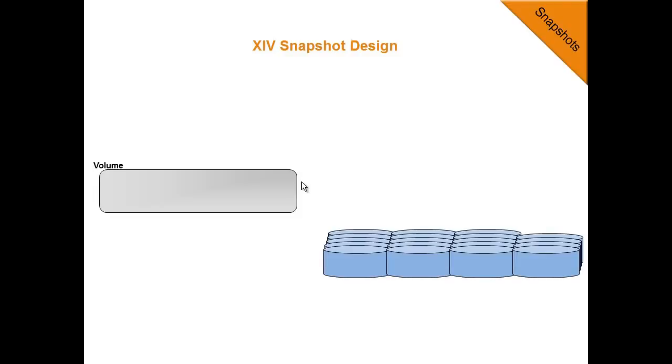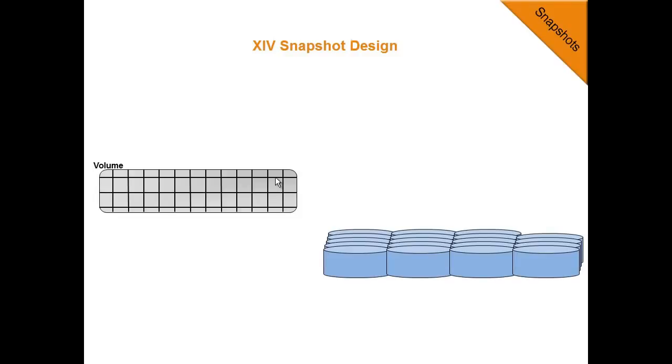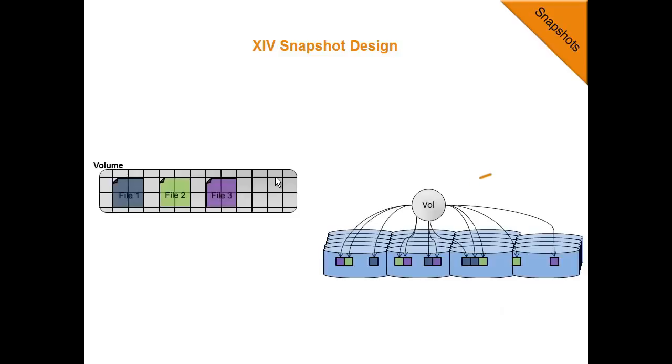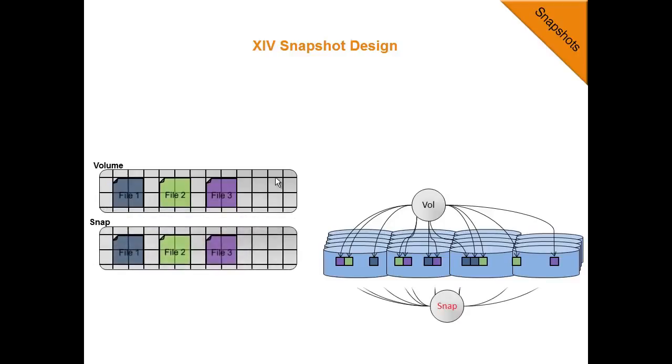Let's take a look at the XIV architecture to see why snapshots are so simple and quick. On XIV, files being written to a volume are ultimately stored as 1 megabyte chunks in the system. The volume, or the LUN, is simply a collection of pointers to the location of that data. So in order to create a snapshot, it's a near instantaneous process, because XIV is just duplicating those structures, which gives us 2 views into the data.